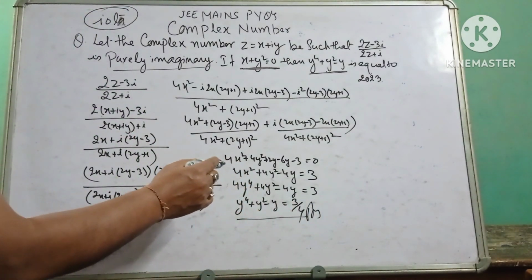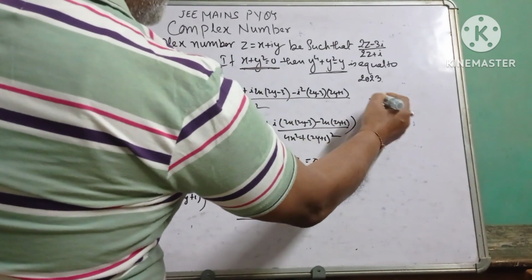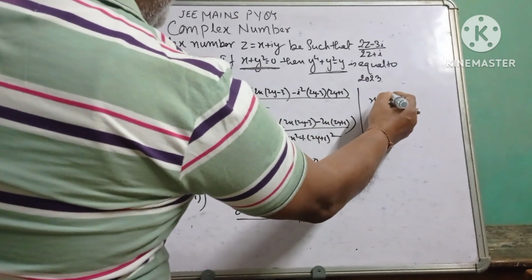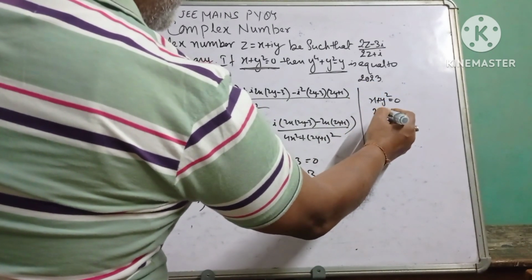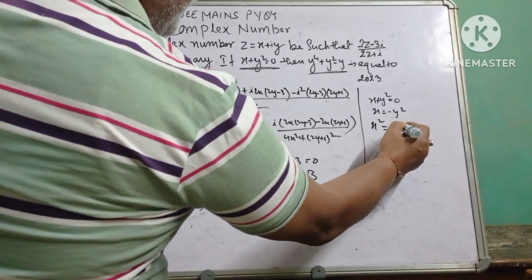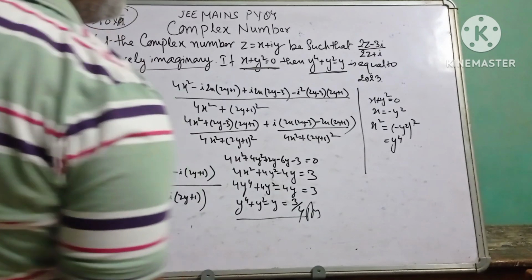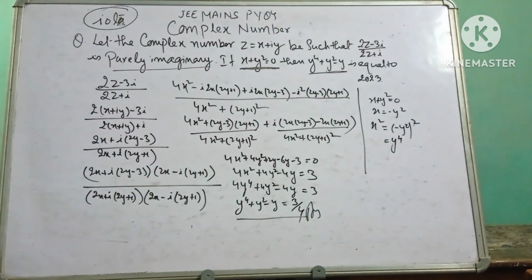Remember that this x square, I have got this value from here, x plus y square is equal to 0, so x is equal to minus y square. So x square will be equal to minus y square the whole square, so this will be y to the power of 4, which I have placed here. So see, this is a simple question and the answer is 3 by 4.